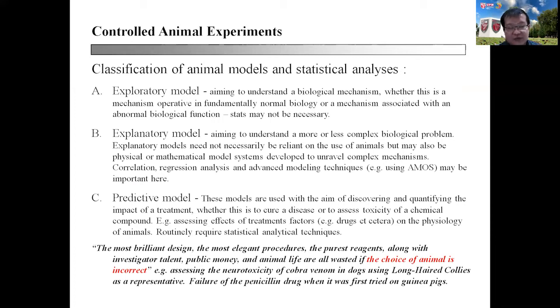Generally, the classification of animal models and statistical analysis can be related to these three approaches. First will be the exploratory model, then the explanatory model, which aims to understand a more or less complex biological problem, and of course, the predictive model, when it's being used with the aim of discovering and quantifying the impact of a treatment. Of course, whatever models you use, we need to ensure that the choice of animals is correct. Otherwise, we may over-amplify or over-suppress the results and the generalizability of results in human populations.